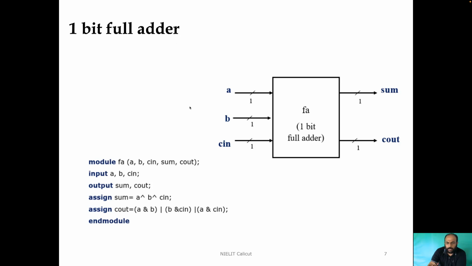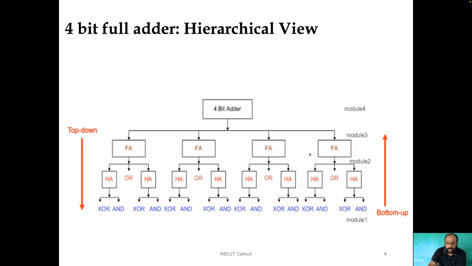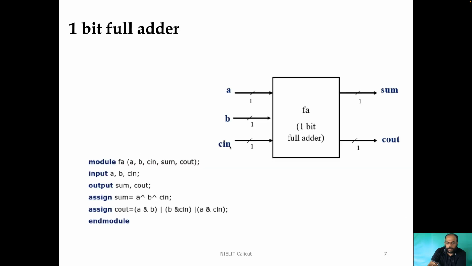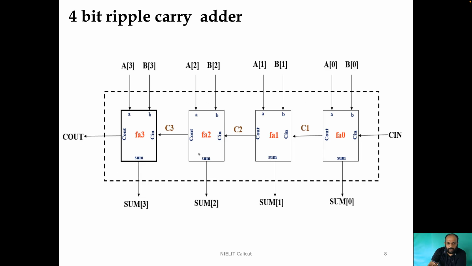Now we are going to utilize it 4 times so as to build a 4-bit adder, and the structure for this will look like this. We can have 4 instances of the 1-bit full adder, which we have already seen right now. Let us label them FA0, FA1, FA2, FA3. If you look at a 4-bit ripple carry adder like this, it will basically have ports capital A, capital B, capital C in, capital C out and capital sum.